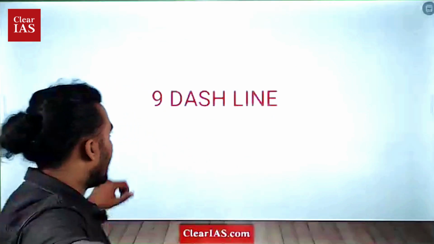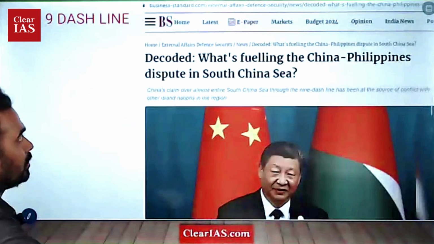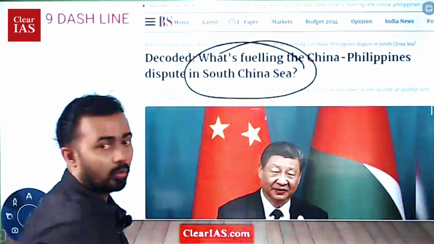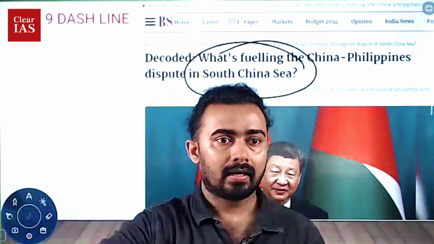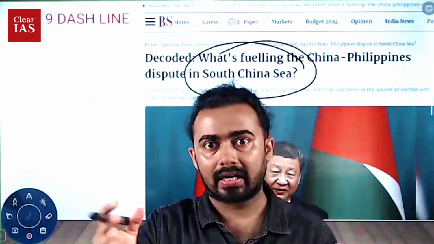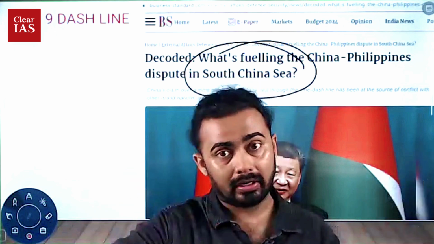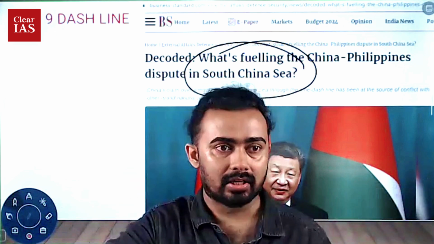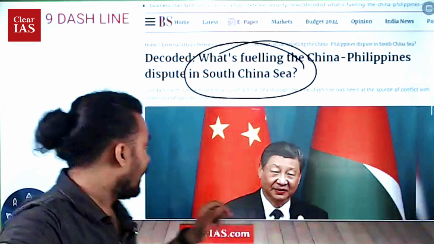So where is actually the 9-dash line? In the South China Sea. The 9-dash line is in the place that is called the South China Sea. The current affair here is that there are a lot of countries affected in the region, but mainly the Philippines and China are having an issue. Recently they are settling the issue of an island in that South China Sea.